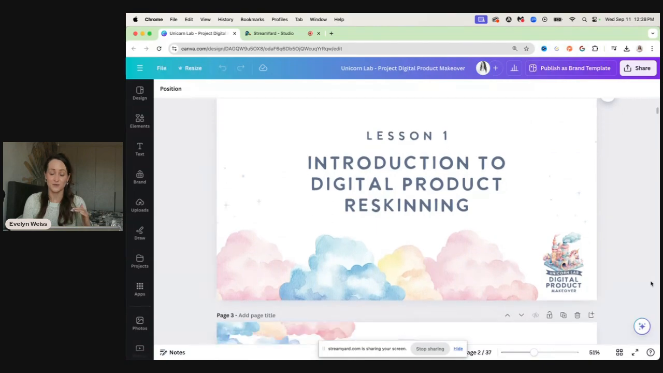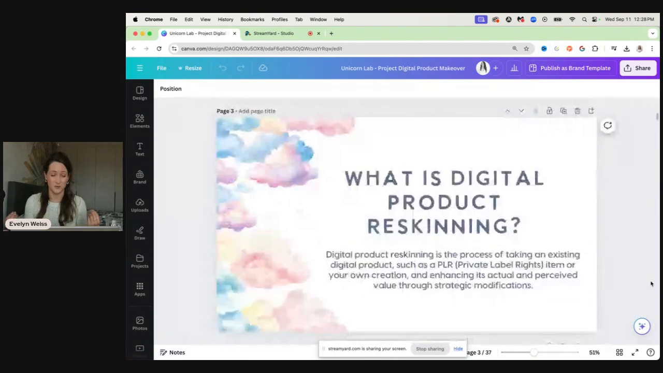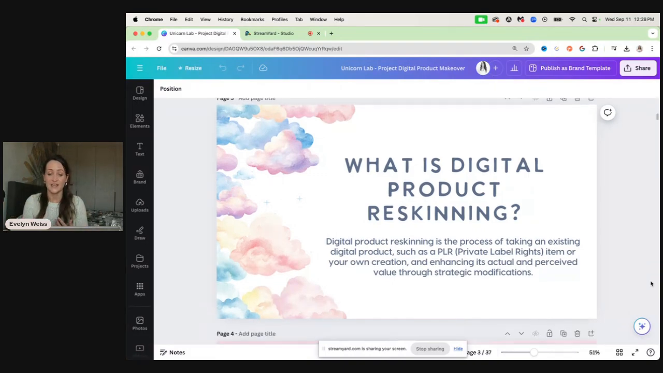Okay, so the first thing that you would want to understand is digital product reskinning. Reskinning is kind of the broader umbrella term for the process of taking an existing digital product, resource, such as a PLR, private label rights item, or your own creation from the past, and enhance its actual and perceived value through strategic modifications. Think of the unicorn, right, and the horse with the horn and the ponytail. It might be the same foundation and base, but the experience and the working with it will be different.